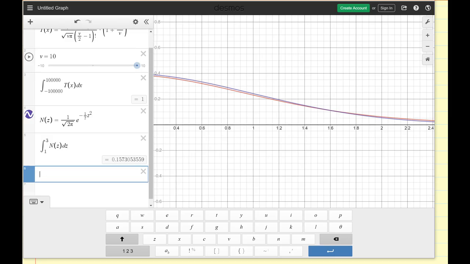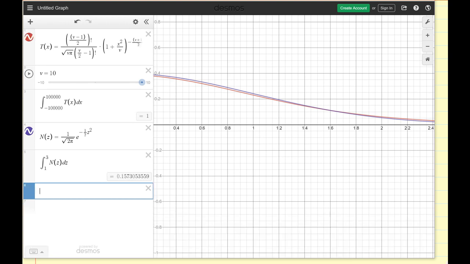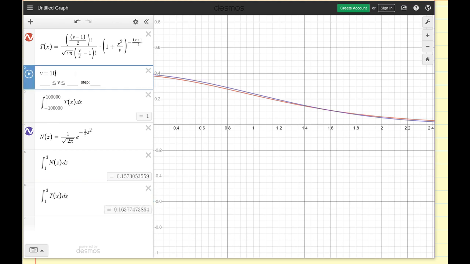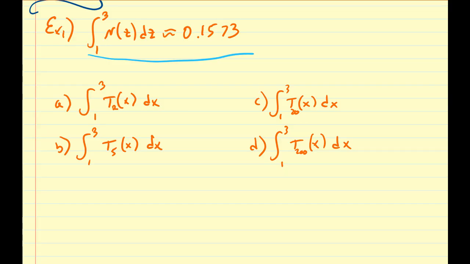So the integral under the t distribution from 1 to 3 of t(x) with respect to x, where we set the degrees of freedom equal to 2. We say that this is equal to 0.1635 or 0.1636.